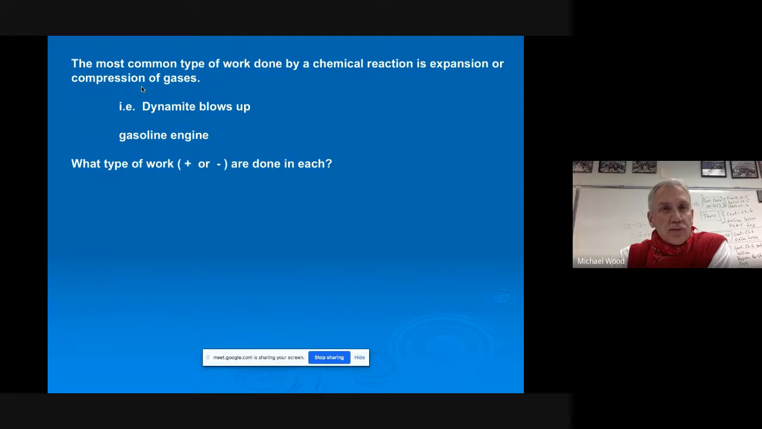So examples: dynamite blows up. Think about, and I'm going to talk about it in a second, the volume will take V2, or V final, minus V1, or V initial. Well, dynamite blows up. The V2 is much bigger than the V1. So energy is done by the system on the surroundings. A gasoline engine is kind of the same thing. The spark in the engine causes the piston to get larger.